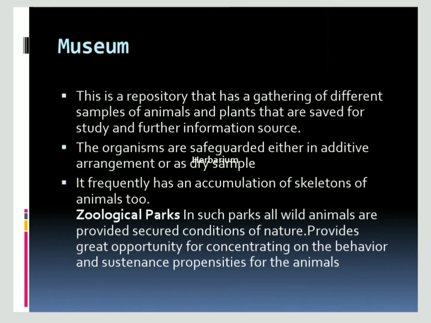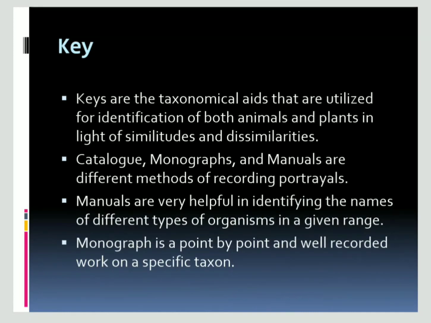And next, key. Key is also a taxonomical aid that is utilized for the identification of both animals and plants in light of similarities and dissimilarities. Catalogs, monographs and manuals are different methods actually. Recording descriptions, manuals are very helpful in identifying the names of different types of organisms in a given area. Monograph is a detailed and well recorded work on a specific taxon, on a single taxon. So all these, key, catalog, monograph and manuals, are the recorded description books.